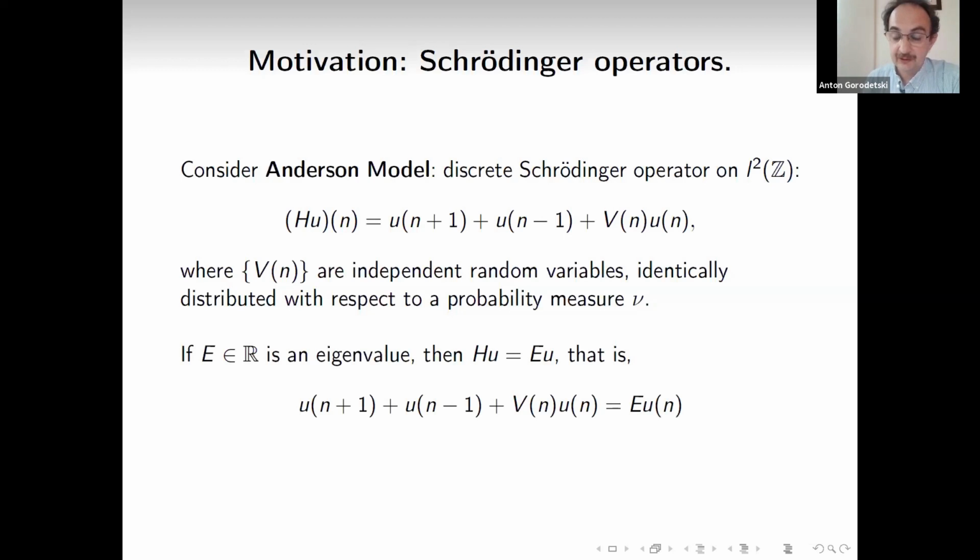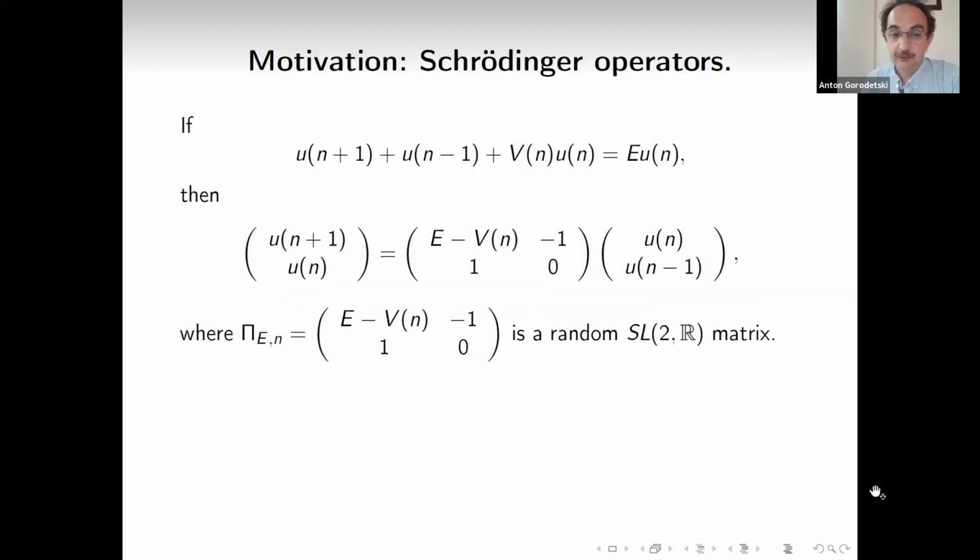You want to consider the equation that provides eigenvalues. You want to consider transfer matrices, but in this case, the transfer matrices can be considered as random SL2R matrices, and the product of those transfer matrices can be considered as a product of random matrices. And moreover, the Furstenberg conditions for the product of these specific transfer matrices are automatically satisfied because those SL2R matrices have this very special form.